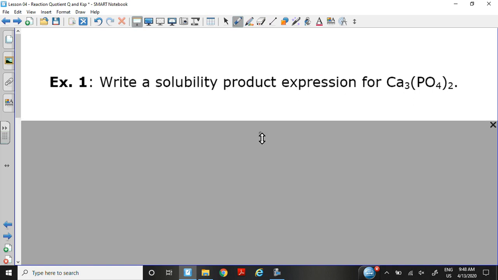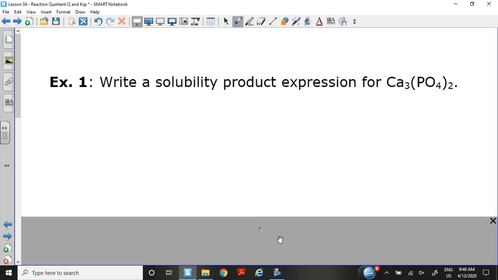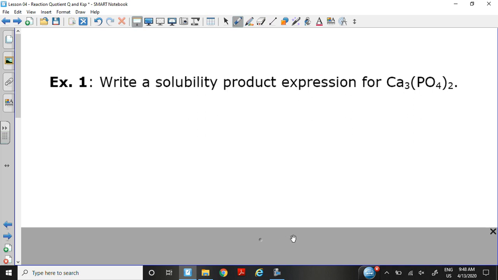So the first thing that I want you to try on your own is to write a solubility expression for calcium phosphate. So just like what we did for barium sulfate on the previous page, but do it for calcium phosphate. And a hint, the first thing you want to do is write out an equation that shows how calcium phosphate dissolves in water. So take a minute, pause the video, and see if you can write out a KSP and an equation for dissolving.